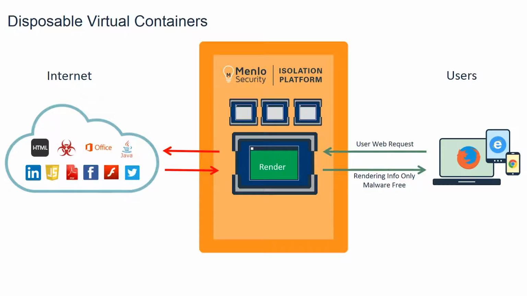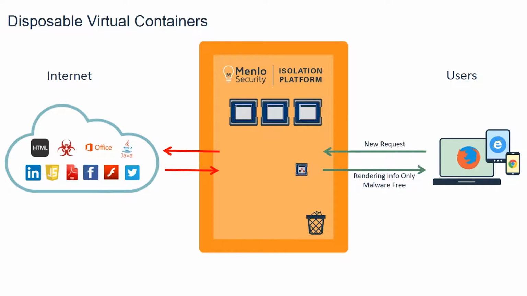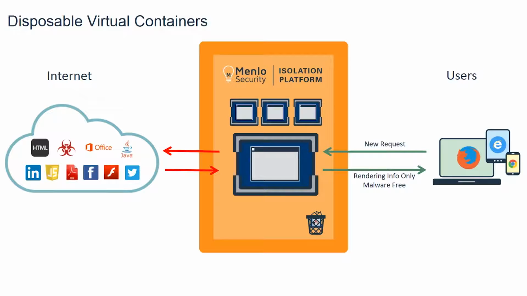When a user clicks on a new domain or closes a browser tab, the associated container is disposed, so malware has no chance to persist. As you saw before, all of this is completely transparent to the user. So how do the visual elements from the isolated browser get to the user's browser without any plugin and without any endpoint software? That's the function of the adaptive clientless rendering.